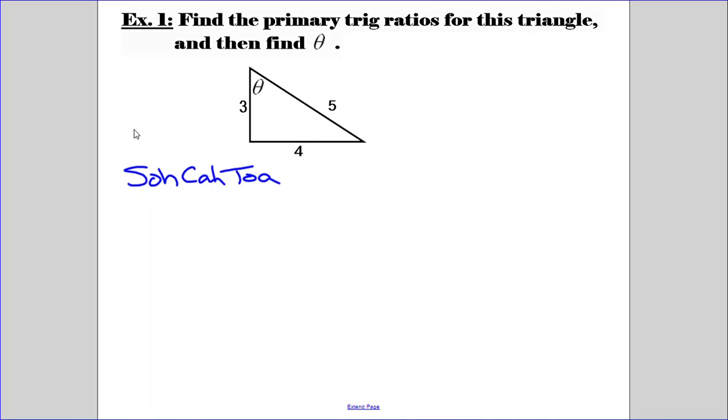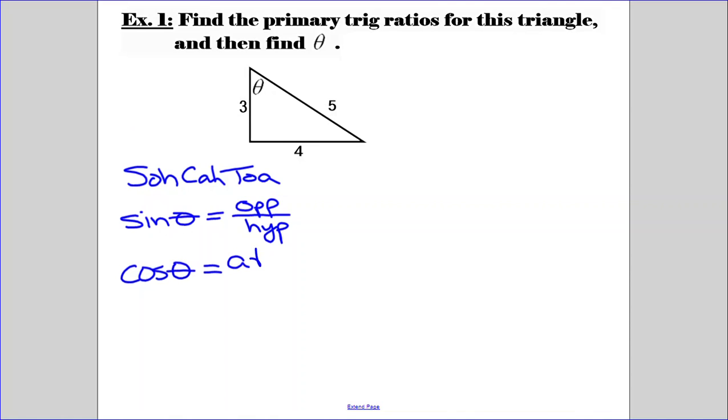So we know that sine of the angle is equal to opposite over hypotenuse. I know that cosine of the angle is equal to adjacent over the hypotenuse. That's the CAH part in SOHCAHTOA. And we know that tan of the angle is equal to opposite over adjacent. So I have a triangle where I know all the sides, so let's just start to fill in what some of these ratios actually are.